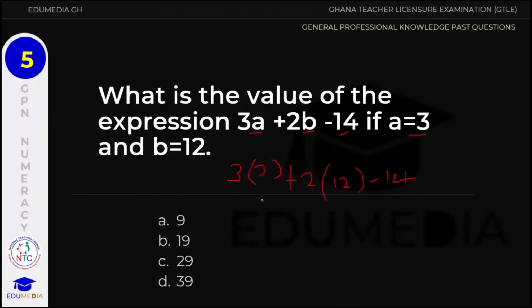So this is 9 here, plus 24 minus 14. 24 minus 14 is going to be 10. 10 plus this 9, that is going to be 90. So the correct answer is B, 90. Alright, this is the correct answer.